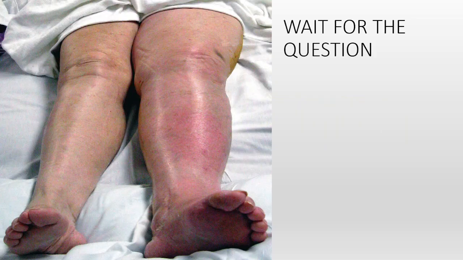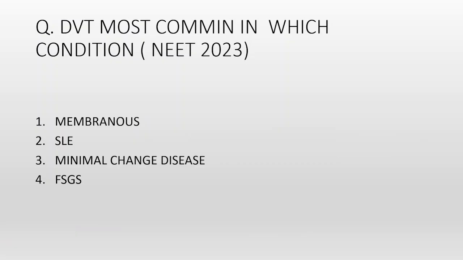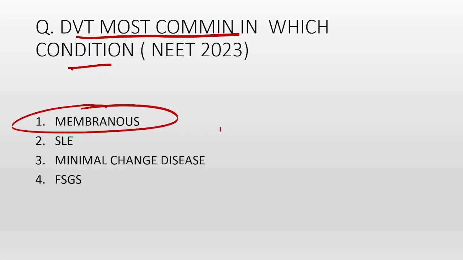You can look at the photo over there. One limb is swollen disproportionately to the other. As a final year medicine resident, I hope you made the diagnosis. It is DVT. When NEET assesses, you might get a question like this: DVT is most common in which of the following conditions? The answer is membranous nephropathy.